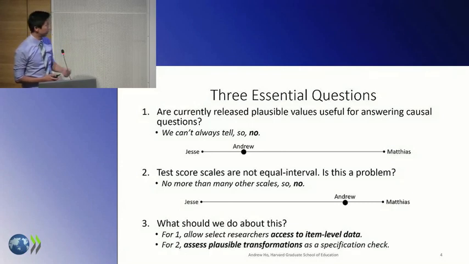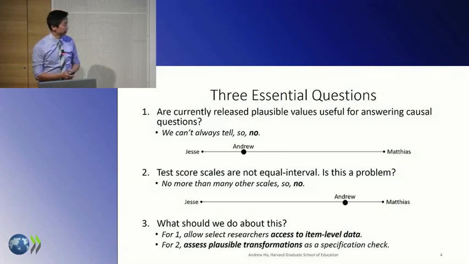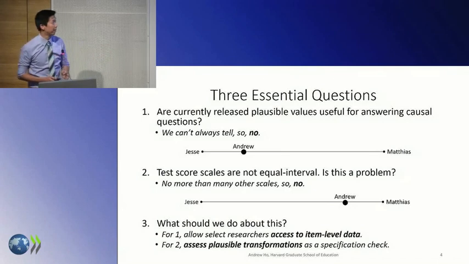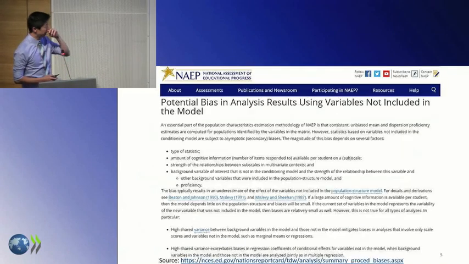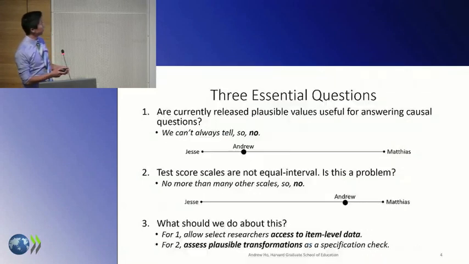For number two, assess plausible transformations as a specification check. Jesse mentioned this. We'll talk more about this in a later session today. So those are my three questions, just to go back again. Are currently released plausible values useful for answering causal questions? I'd say, we can't always tell. So the answer then is no, if we can't always tell. Test score scales are not equal intervals. Is that a problem? I think, not really so much. What should we do about this? Allow access to item-level data for select researchers and assess plausible transformations.